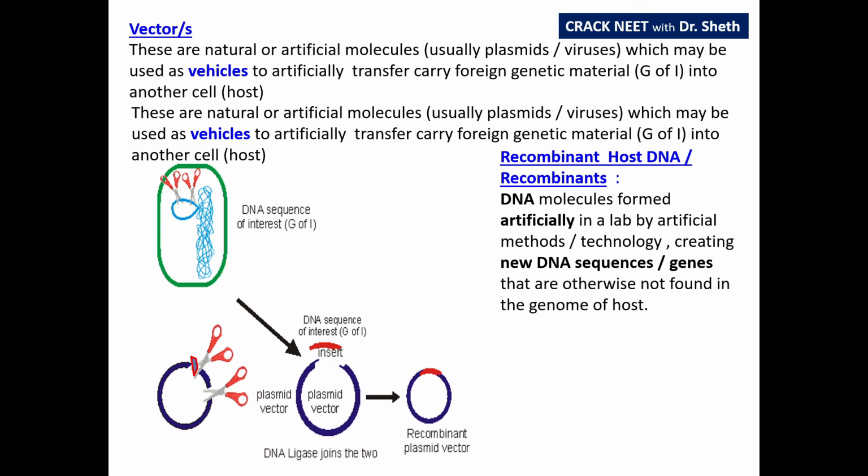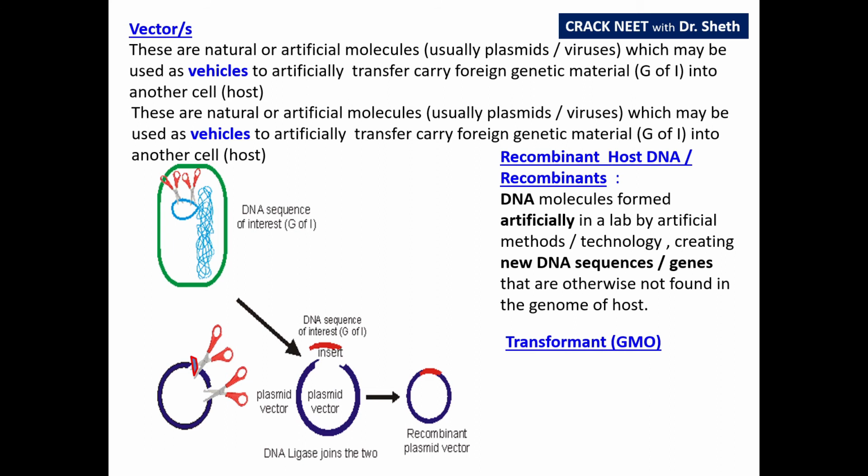So let's understand this. These are DNA molecules formed artificially in a lab. Okay, we are talking of this kind of a process. So this DNA is in the form of a plasmid. It did not have this gene. So it was not otherwise found, this gene was not found in this DNA. Now you're inserting this gene artificially by a lab process, by a biotechnological process. Once this gene is inserted, it forms a new DNA sequence.